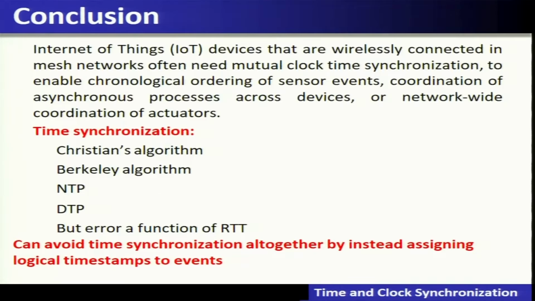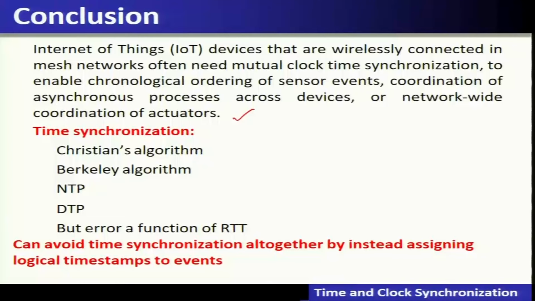So, therefore, let us conclude this discussion: Internet of Things devices that are wirelessly connected in a mesh often need mutual clock time synchronization to enable chronological ordering of sensor events, coordination of asynchronous processes across the devices, or network-wide coordination of actuators. This is very much required, because when a sensor sends data, it also attaches its timestamp. So, all the sensor devices running at different locations require their clocks to be synchronized.